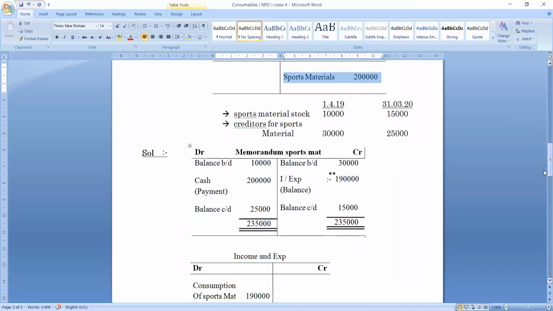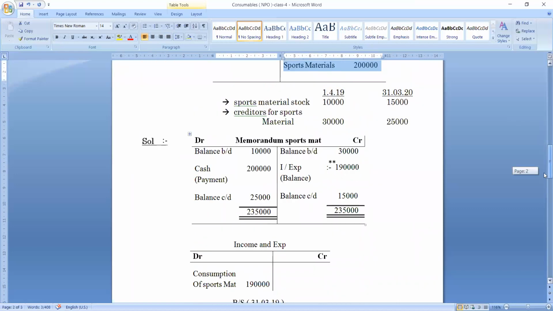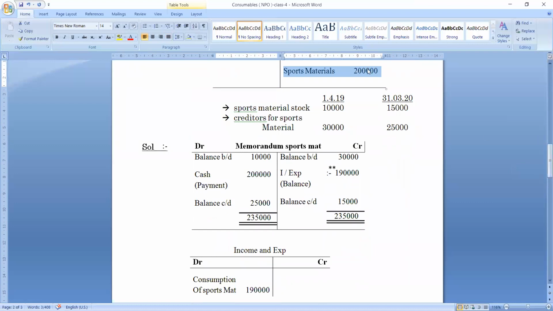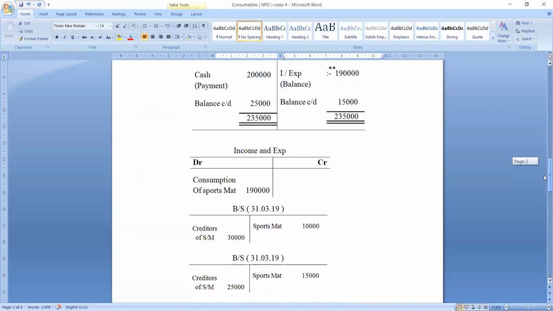If it is written credit payment, then it is a separate case. But if it is written cash payment, or nothing is written here, we will assume it is a cash payment. The cash payment is 2 lakh rupees. Total: add 10,000, 2 lakhs and 25,000, total 2,35,000. Then deduct 15,000 and 30,000. You will get the balance amount 1,90,000.